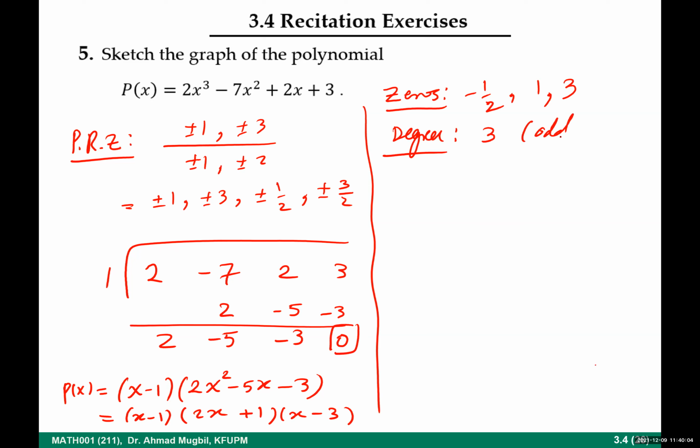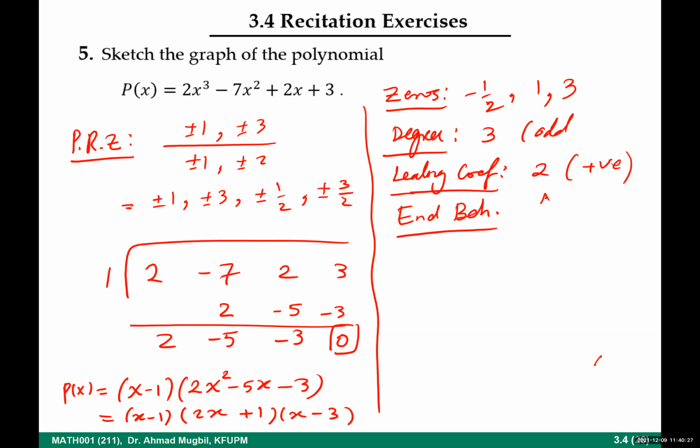So what? You need to ask yourself, first of all, about the leading coefficient. What is the leading coefficient? 2, so greater than 0, positive. What else do you need to know? The degree, the leading coefficient. Now the end behavior. What will be the end behavior? It will be down to the left, up to the right. Okay, so we can now go to the graph and start sketching.